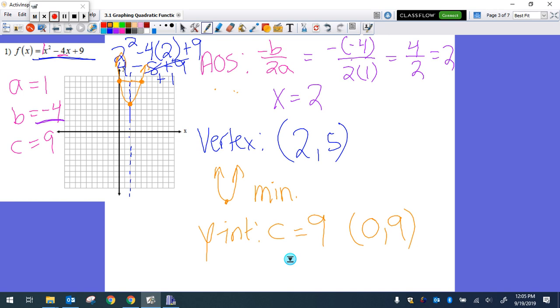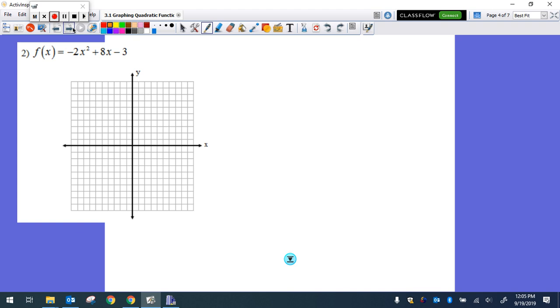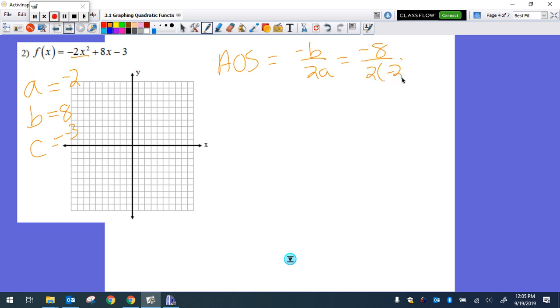All right, let's do another one. Again, let's start with what's A, what's B, and what's C. A is going to be -2, B is going to be 8, C is going to be -3. So let's start with our axis of symmetry. Negative B over 2A, so it's going to be -8 over 2 times -2.